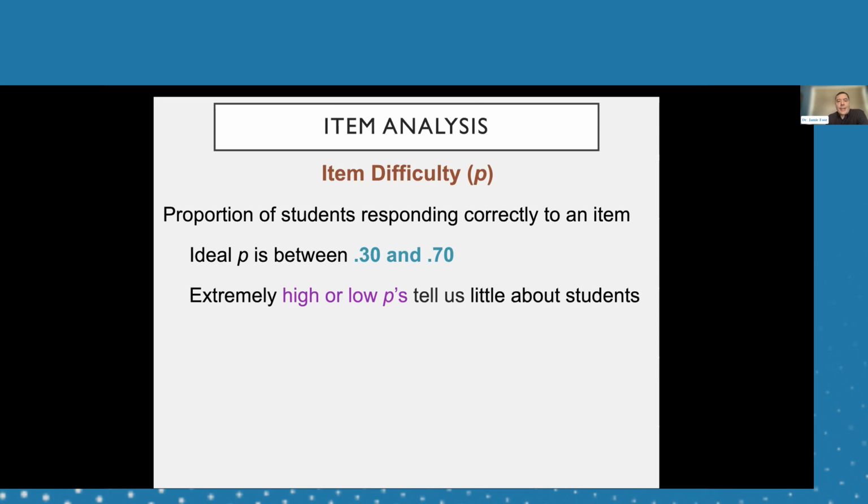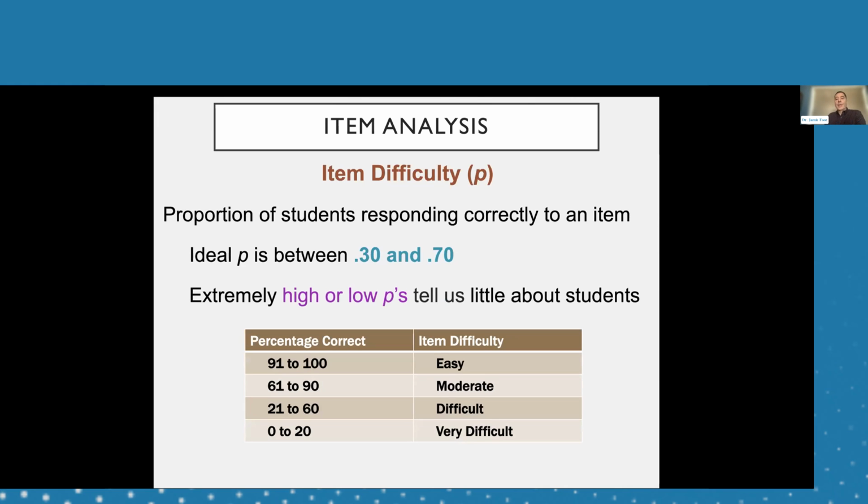So why is ideal P between this 30% and 70% level? I'm just going to pop up here some of the general consensus of classifying questions in terms of their difficulty level based on the percent correct. So we have 91 to 100, generally considered easy, 61 to 90% class average, considered moderate, 21 to 60 difficult, and 0 to 20% very difficult. Really high or low class averages on a question tell us little about student performance or student knowledge on those topics and questions.